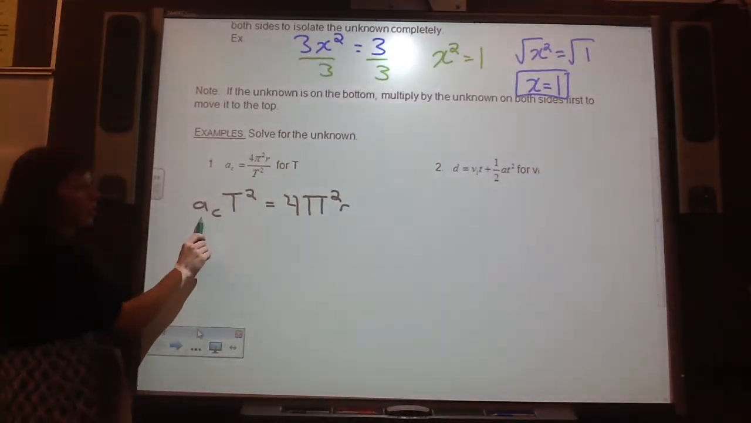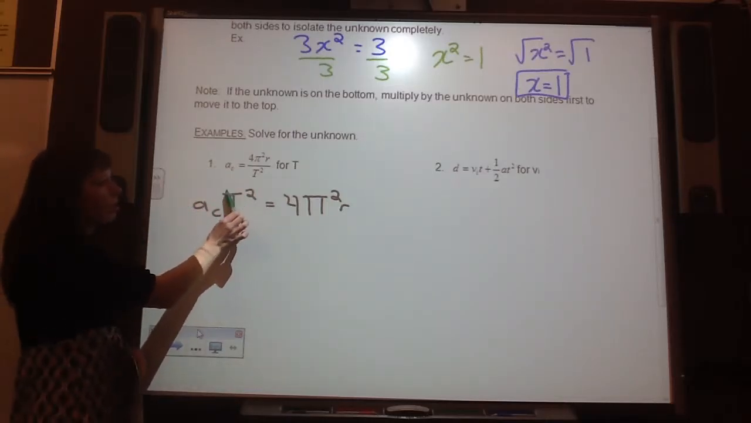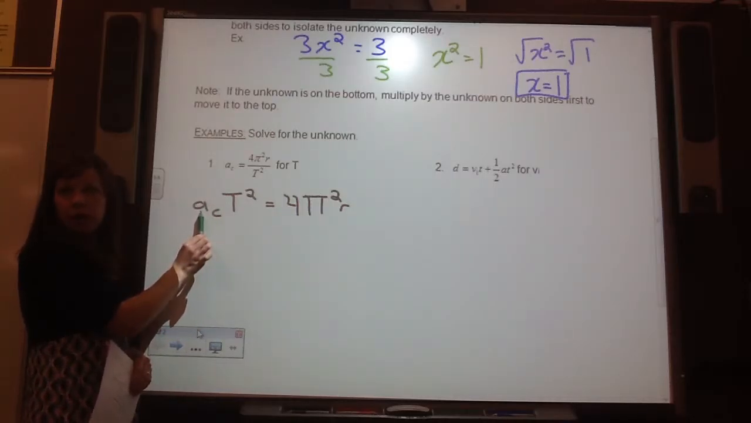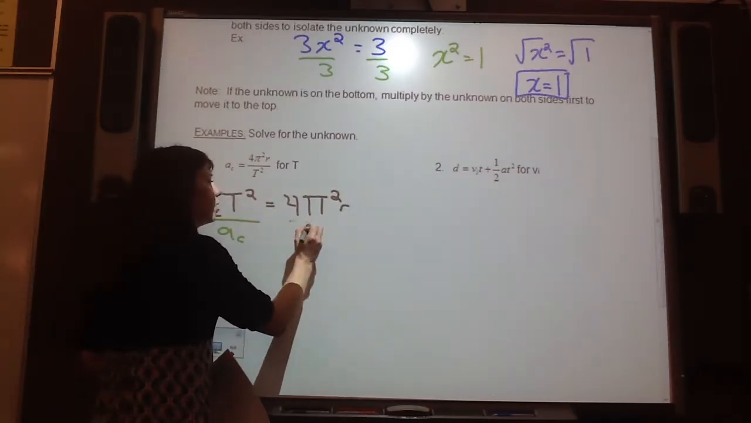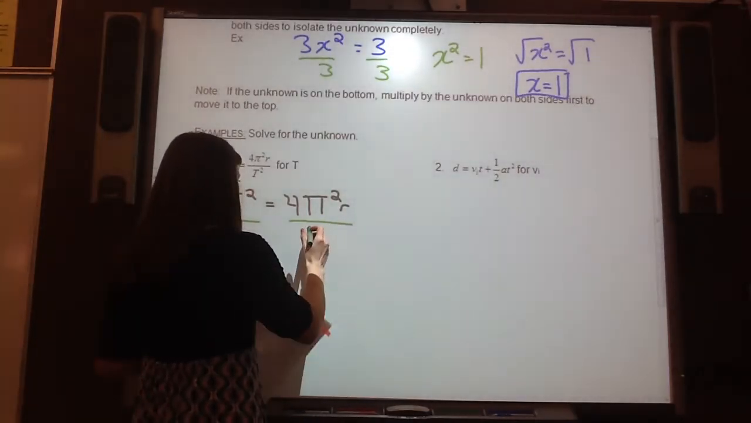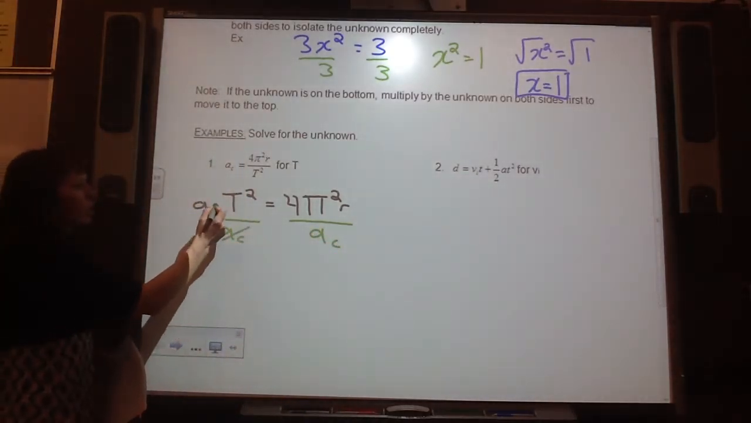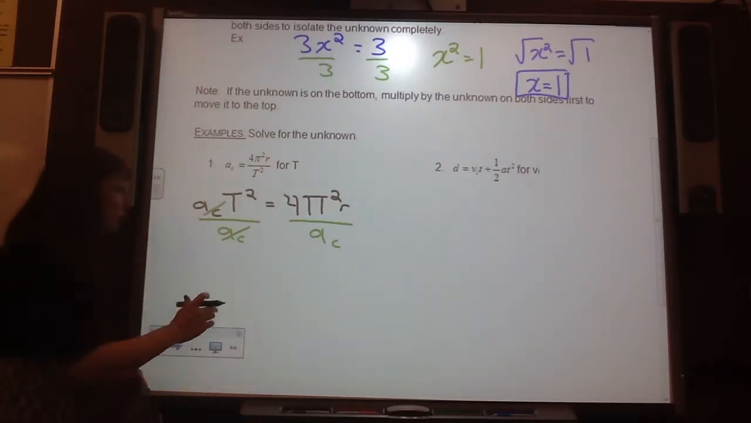My centripetal acceleration, I can get rid of that first, okay? So right now my variable that I want to solve for is multiplied by something, so what should I do to that? Divide it, okay? So divide this side by A subscript C, divide this side by A subscript C. So I can cross those off now. And sometimes, if you want to, you can rewrite it again.